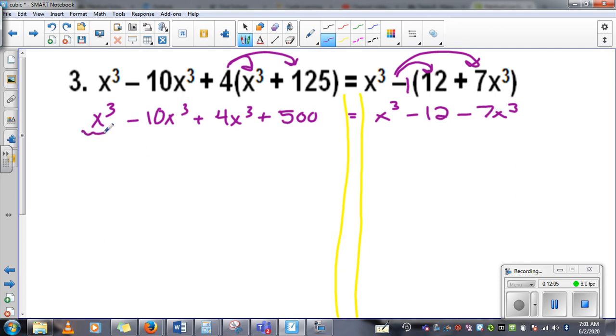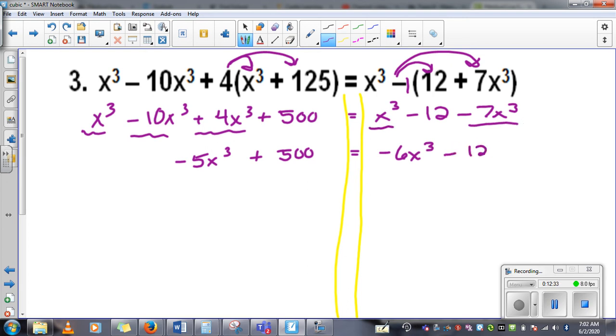So I see these two that I can put together. So that's 5x to the third. And whoops, and this guy can go in there too. So 5x to the third and then minus 10x to the third. That's going to give me negative 5x to the third plus 500 is equal to, let's see, negative 6x to the third. So I got that by putting this one with this one, minus 12.